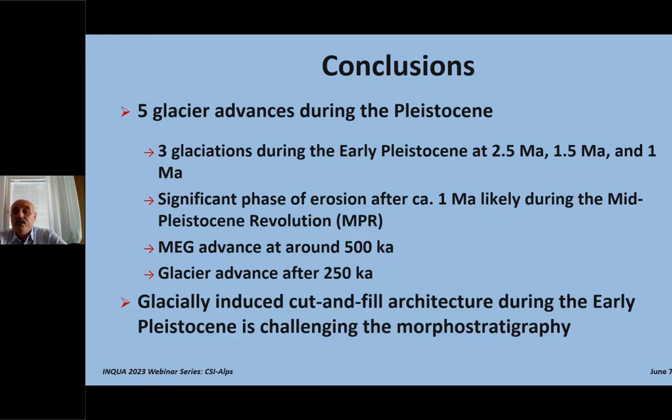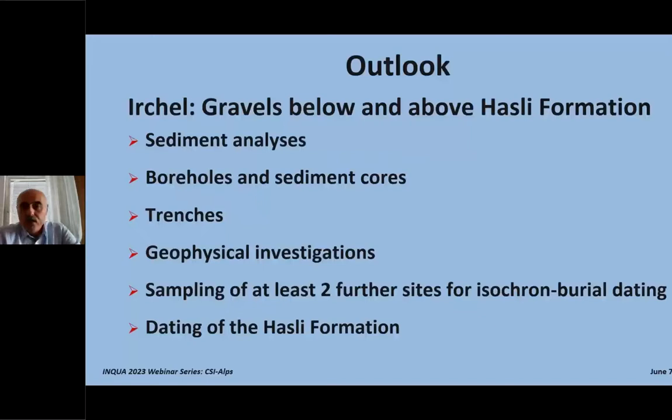Then the most extensive glaciation advance at around 500,000 years, and then another advance after around 250,000 years, which caused the deposition of young gravels in the Aare Valley system. And of course, what we suggest is glacially induced cut and fill architecture during the early Pleistocene, which still challenges the existing morphostratigraphy.